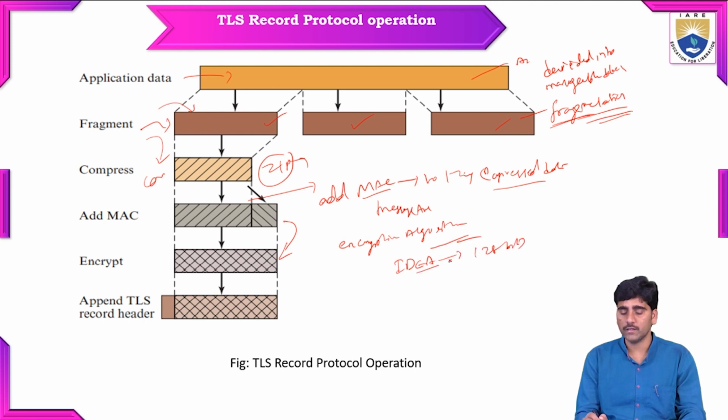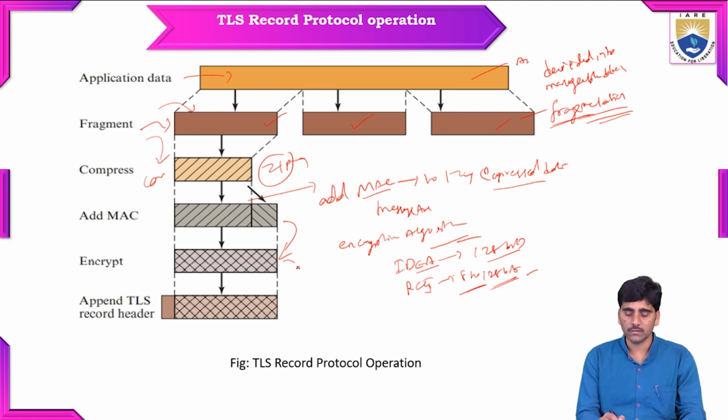Suppose IDEA is one type of encryption algorithm. It supports only a 128 bits encryption key. But for RC4, RC5, it encrypts up to 8 to 128 bits. It supports encryption for 8 bits to 128 bits.